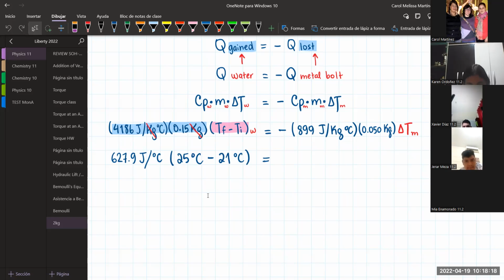And this is equal to minus what I have on the other side. How much is 899 multiplying 0.05? How much did you get in this multiplication?